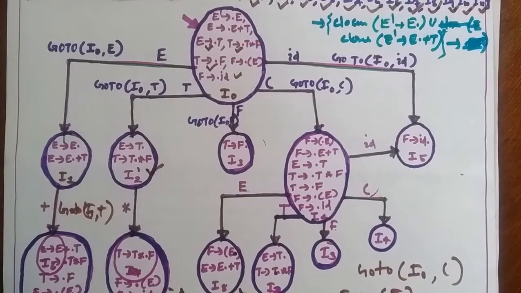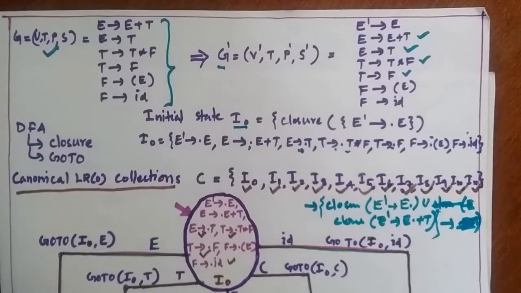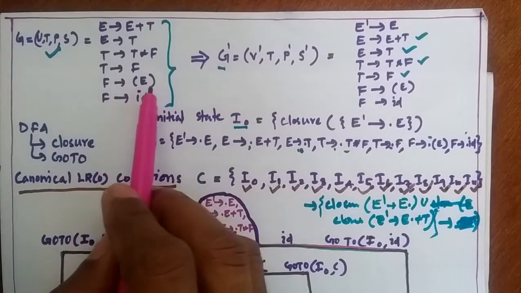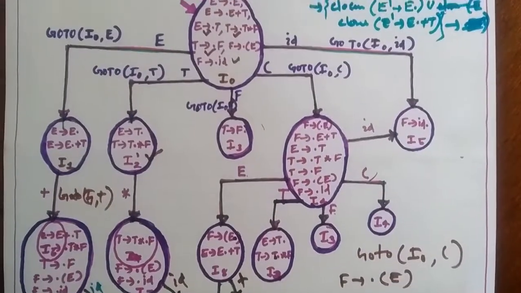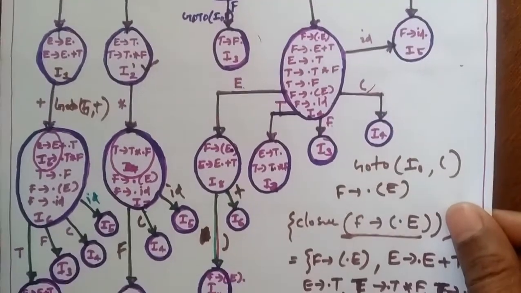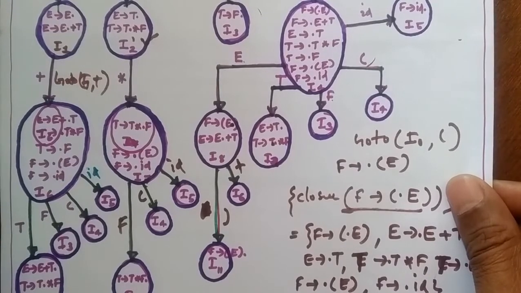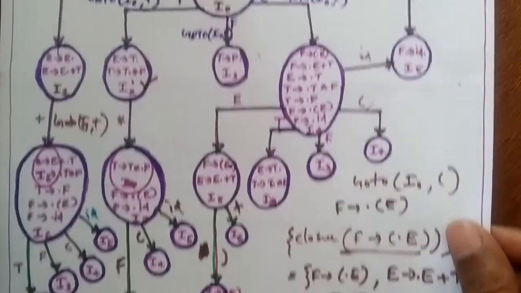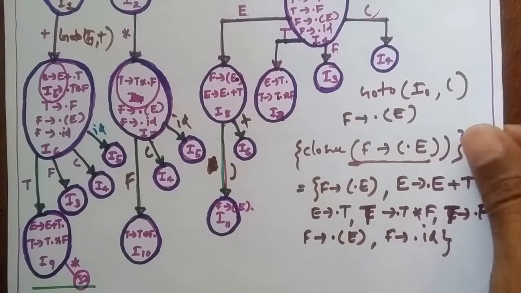So this is the DFA for the example: E gives E plus T, E gives T, T gives T star F, T gives F, F gives within brackets E, and F gives ID, our arithmetic expression grammar. This is the DFA we constructed in the second video. There are 12 unique states identified, along with the transitions, and we have constructed the complete DFA. This DFA is required for constructing the SLR parsing table.